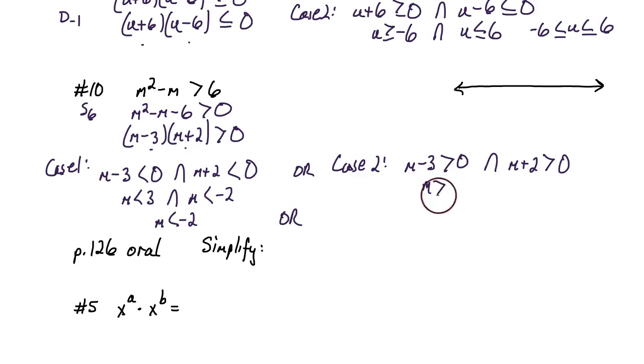Here we have m is greater than 3 and m is greater than negative 2. Numbers which are greater than 3 and at the same time greater than negative 2 could be written as m is greater than 3. Let's graph both of these parts. Here's negative 2, here's positive 3, open dot, shade to the left, and on this one an open dot and shade to the right.